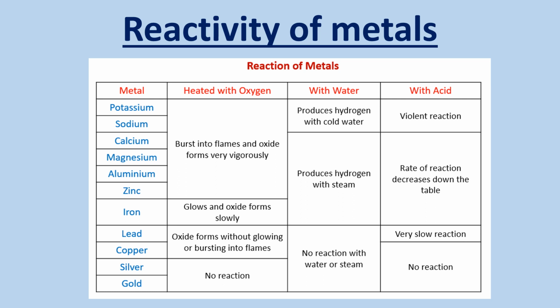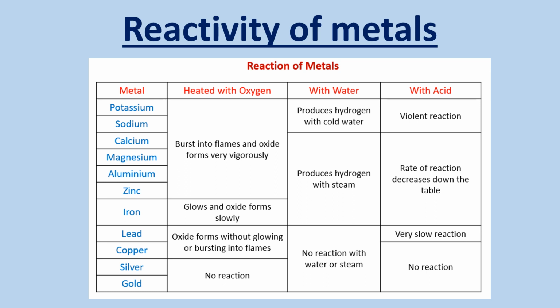With water, potassium and sodium produce hydrogen with cold water, but calcium, magnesium, aluminium, zinc and iron need steam to produce hydrogen. Potassium and sodium make hydroxides, and calcium, magnesium, aluminium, zinc and iron make oxides when they react with steam. But lead, copper, silver and gold don't react with steam.